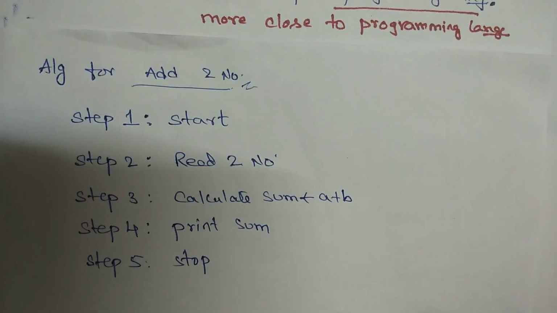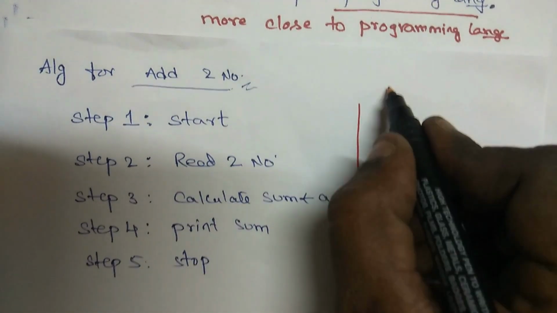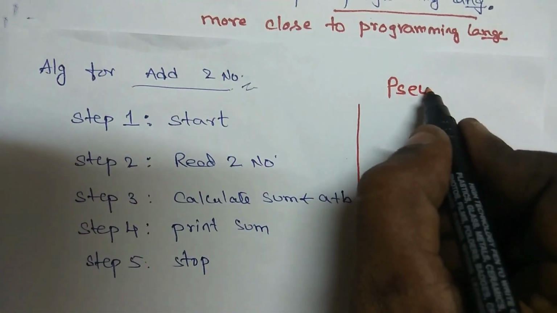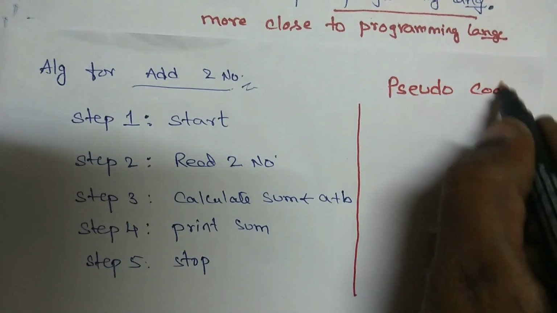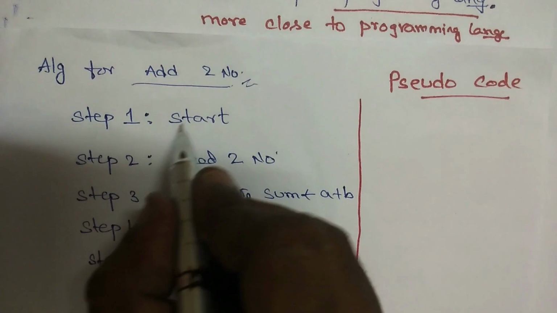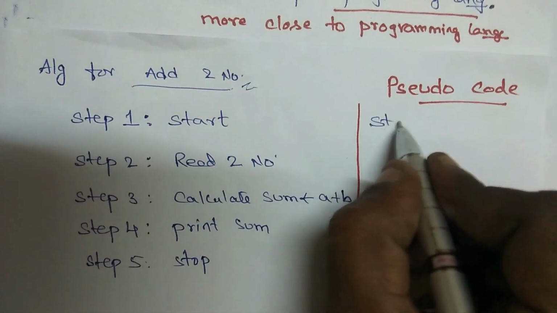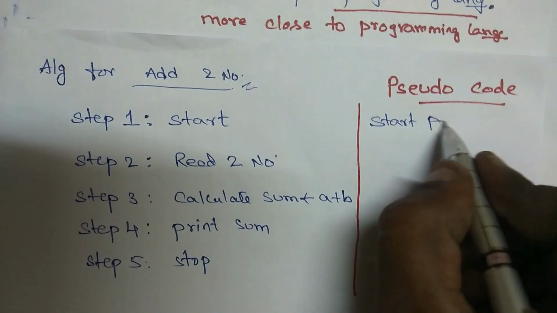Now, how can we write the pseudocode for the given algorithm? Simply, I will explain. What is step 1? Step 1 is start. Start means you have to start your program. I want to write the program.